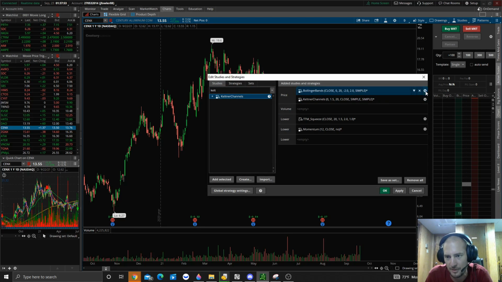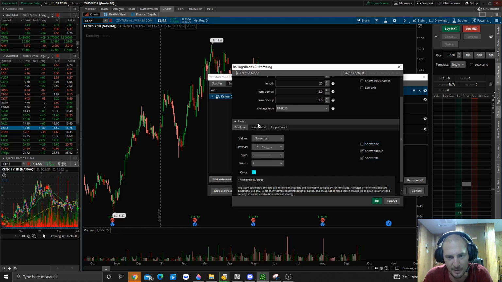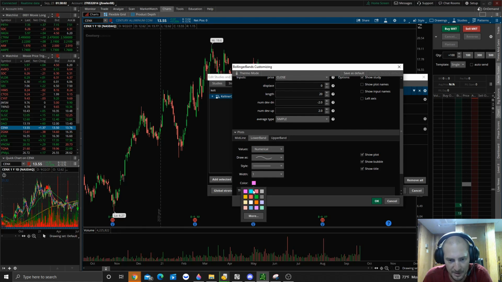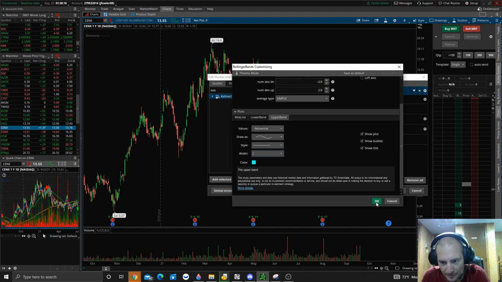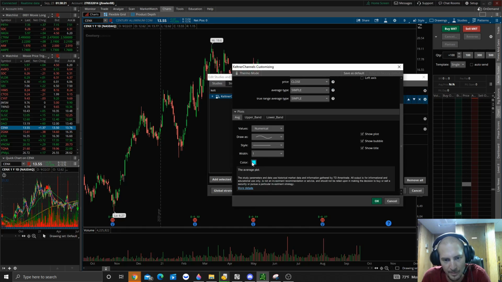Now you have those. You click on this edit, and here where it says midline, we're going to unclick show plot because we don't want the midline. It'll make it kind of ugly. Lower band, we'll make all of these the same color. I like to make the Bollinger Bands a little bit thicker than the Keltner channels, so I make those a 2. Give them this nice blue color here for the upper and the lower band, and then you just leave everything else up here as default. Click OK. Edit your Keltner channels. Same thing, we'll make those this yellow color this time.